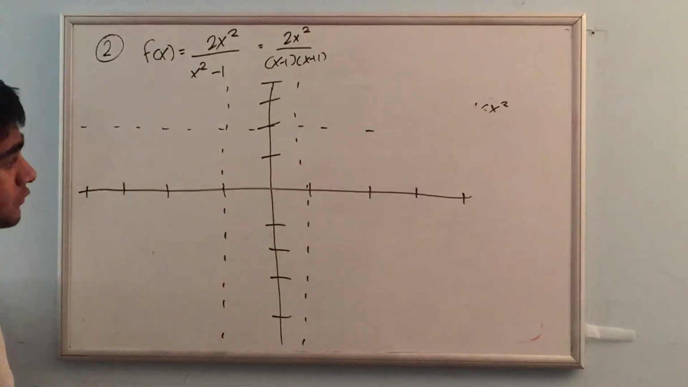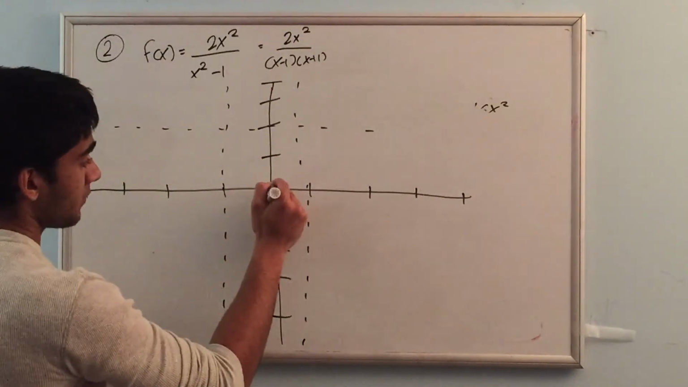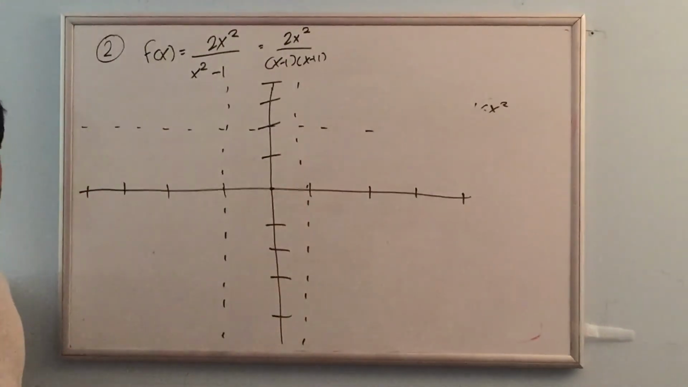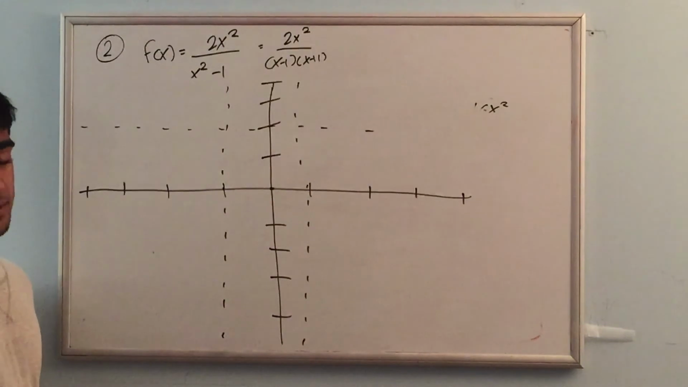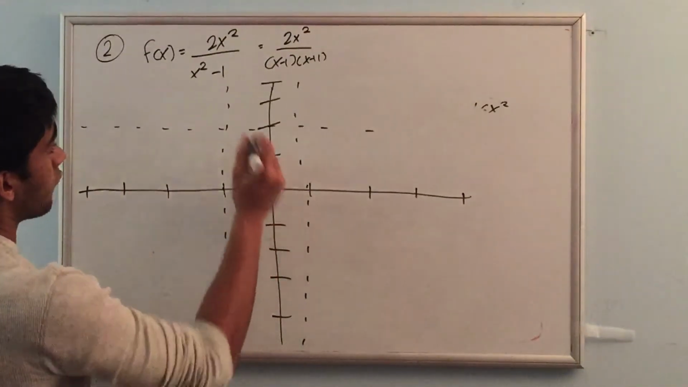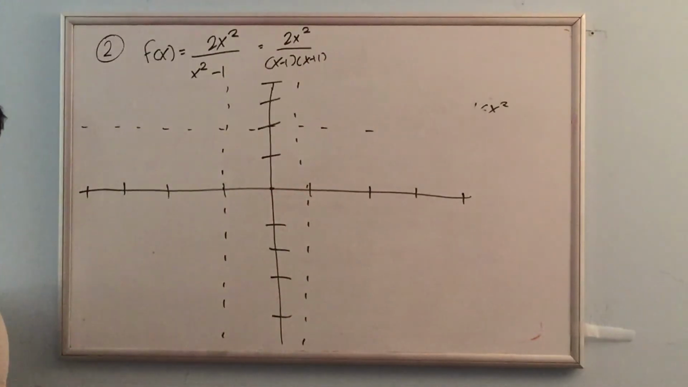Let's do our intercepts. We know that we had an intercept at x equals 0. That means we have one intercept over here. And we had an intercept at y equals 0, which is also at the origin. And we noted that our max was at x equals 0, which means if we plug in 0 for x, we get y is 0. So the max occurs at the origin as well.